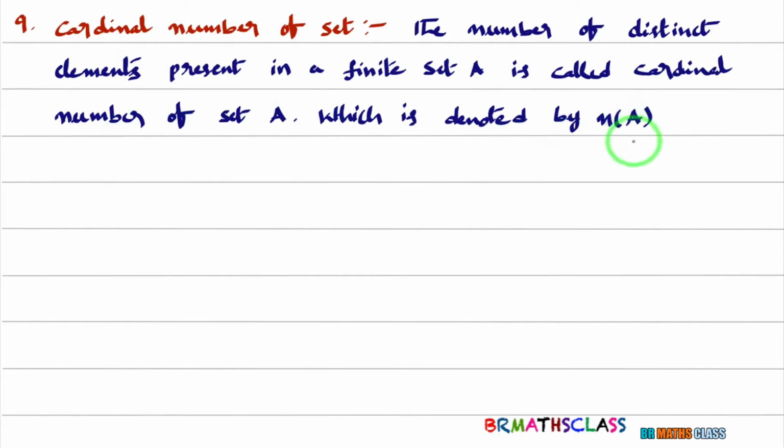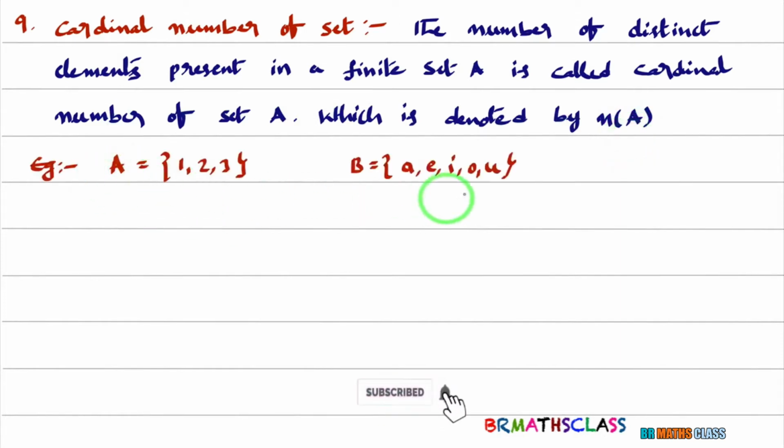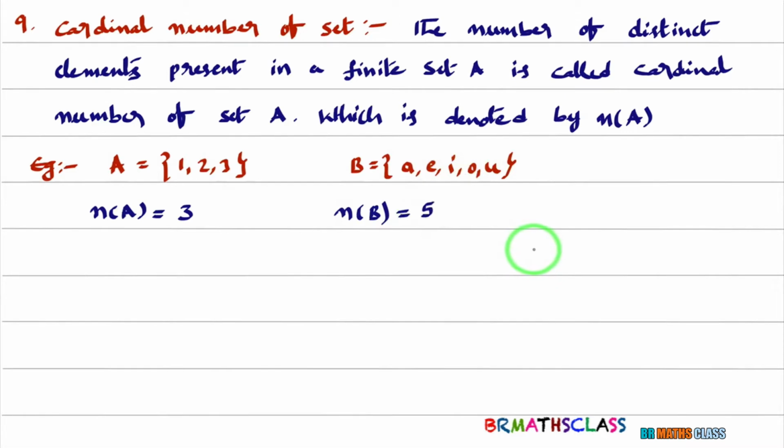We'll try to understand this with an example. You observe here, I consider two finite sets. What is the cardinal number of set A? The cardinal number of set A is denoted by n(A), the number of distinct elements present in a finite set. How many elements are present in this set? In this set, 3 elements are present. So n(A), the cardinal number of this set, is 3. What is the cardinal number of set B? How many elements are present in this set B? 1, 2, 3, 4, 5. Total 5 elements are present. So the cardinal number of set B is 5.